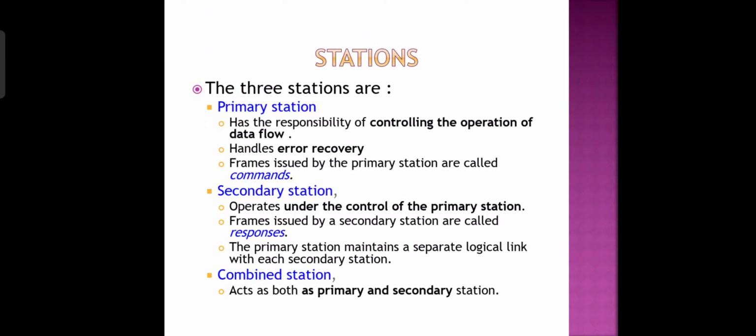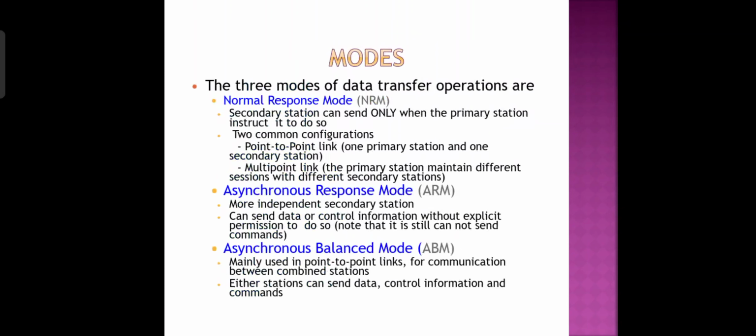Now we will see the work of the 3 stations that we are using in HDLC. First one is the primary station. It has the responsibility of controlling the operation of data flow. It handles the error recovery in an excellent way. Frames issued by the primary station are called commands. The secondary station will operate under the control of a primary station. The frames issued by the secondary station are called responses. The primary station maintains a separate logical link with each secondary station. In a combined station, they act as both primary and secondary station.